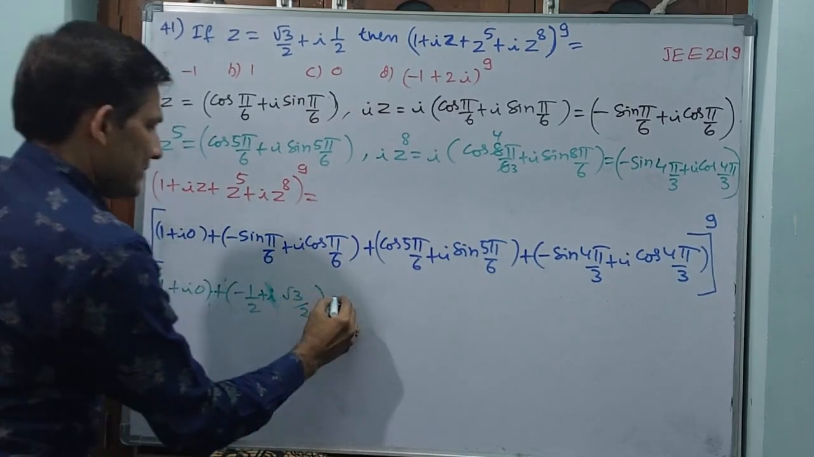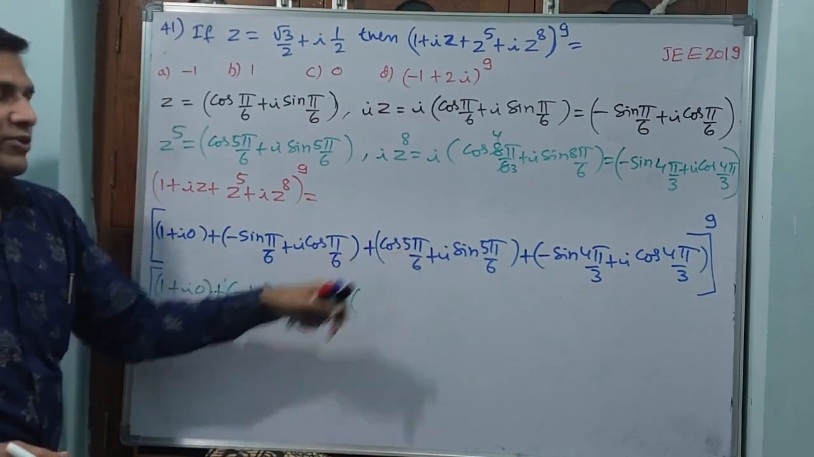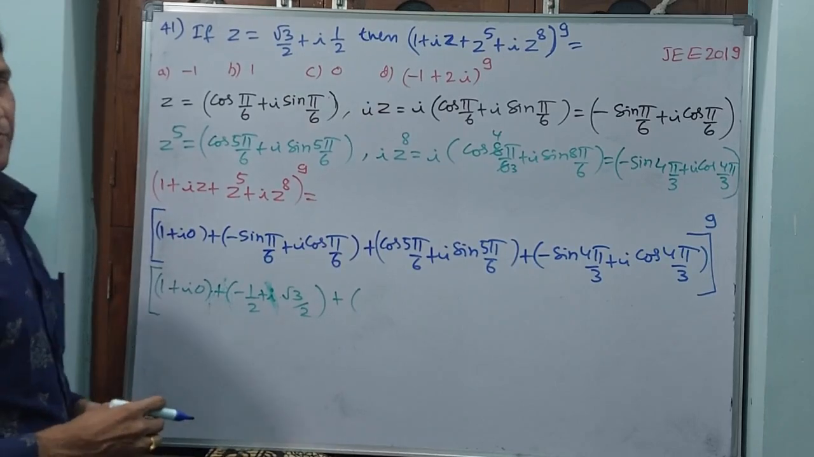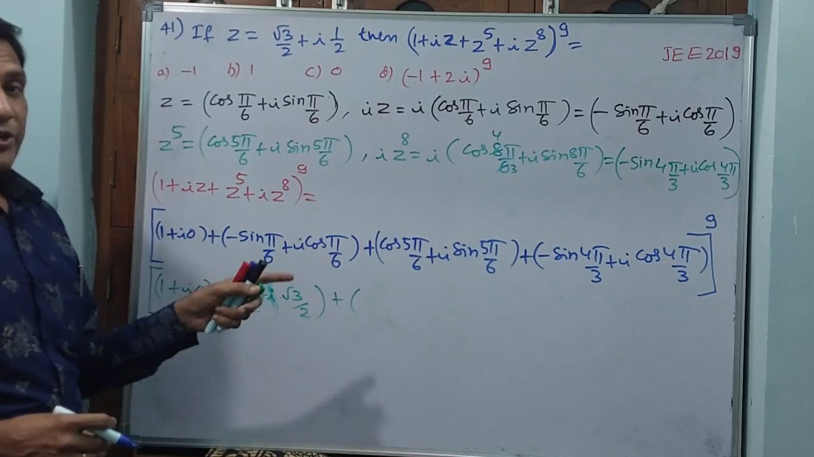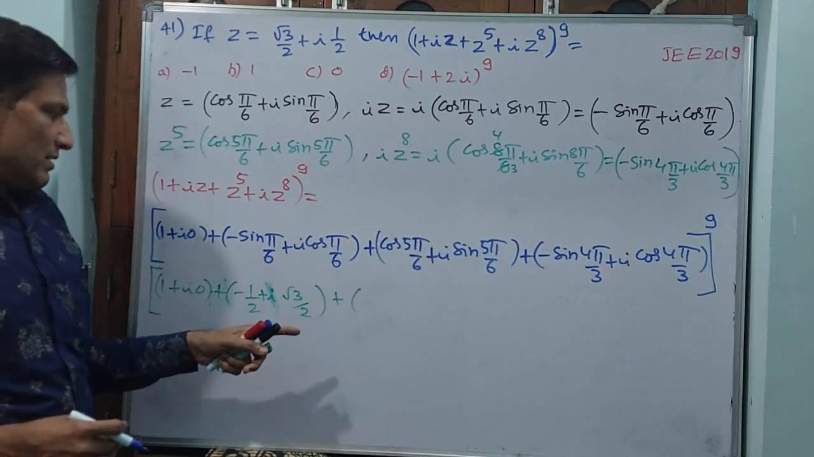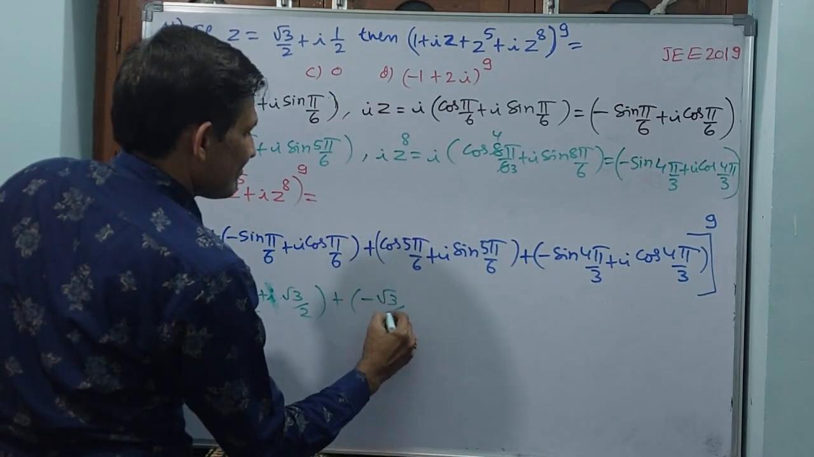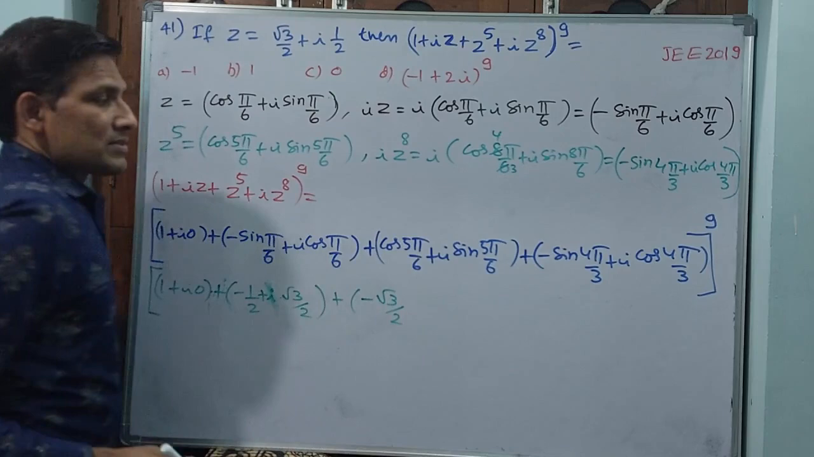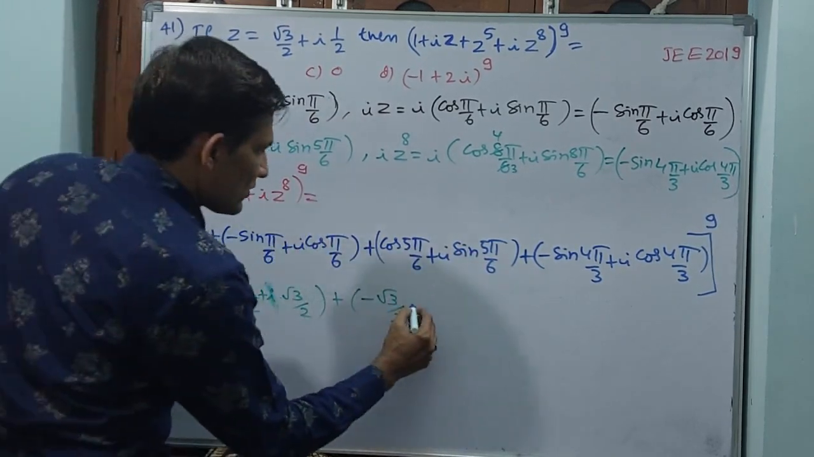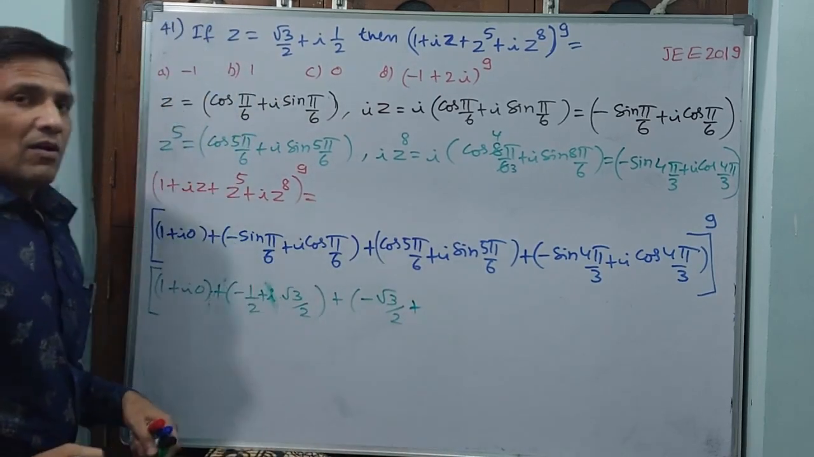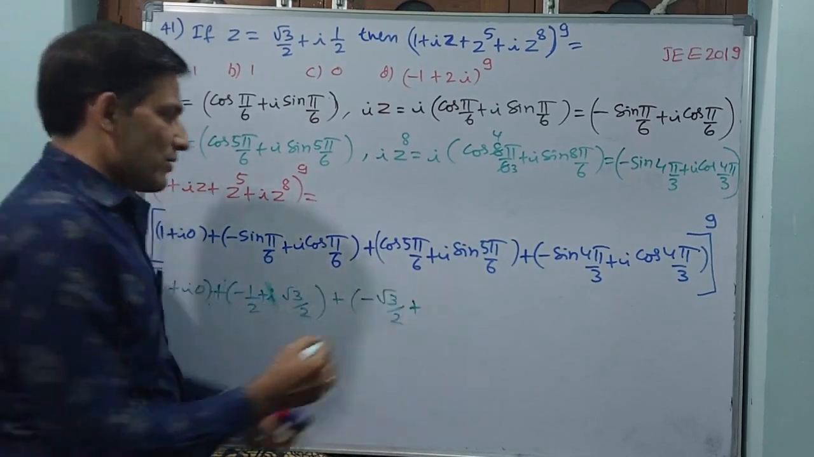Then plus, what is cos 5 pi by 6? Pi by 6 is 30, 30 into 5 is 150. Cos 150 means 180 minus 30, cos 30 but negative, minus cos 30, which means minus root 3 by 2. Sin 5 pi by 6: 150 is in the sine quadrant, 180 minus 30, so sin 30, which is 1 by 2. Plus i 1 by 2.